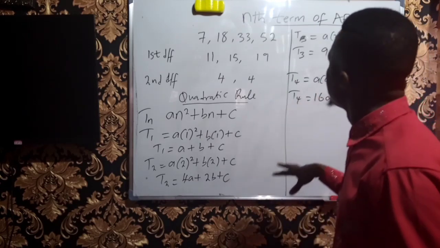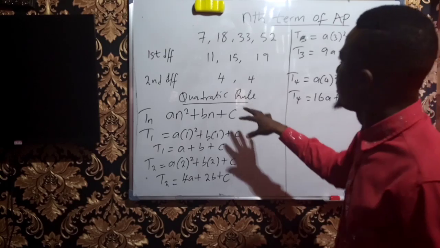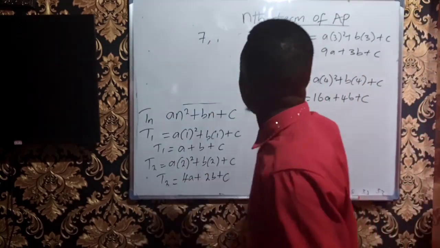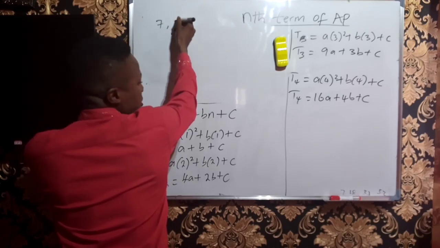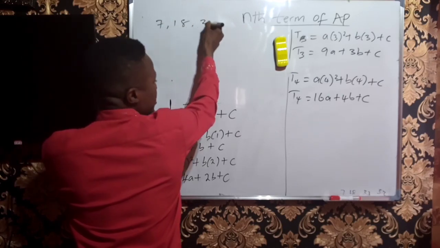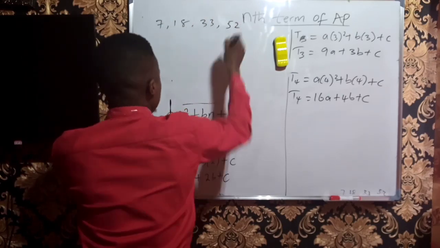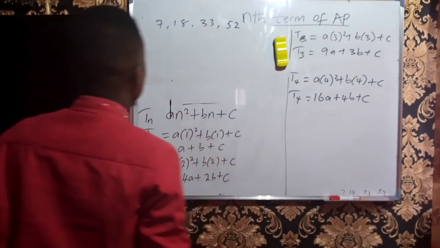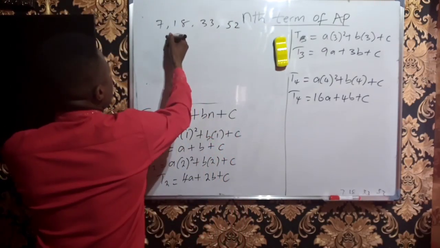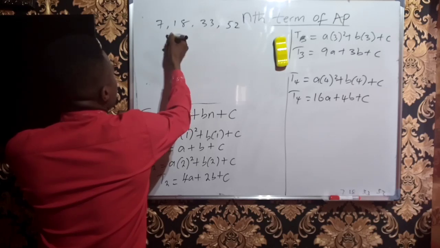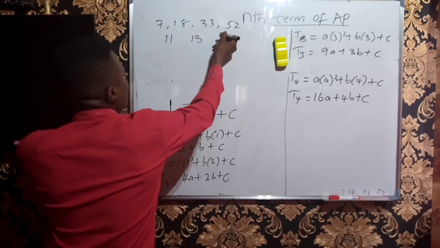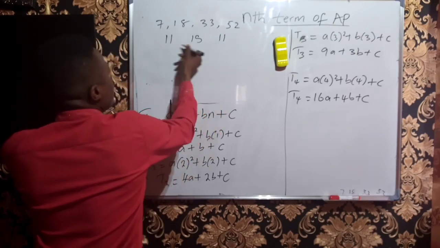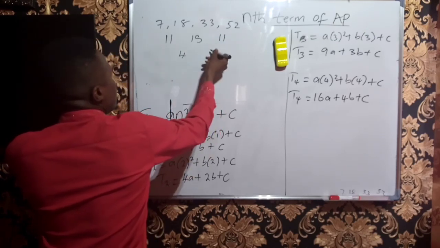So let us arrange them properly. The sequence we have is 7, 18, 33, and 52. Okay, and our first difference is when we subtracted here, we got 11. Here we got 15. Here we got 19. But when we subtracted here, we got 4 and 4.